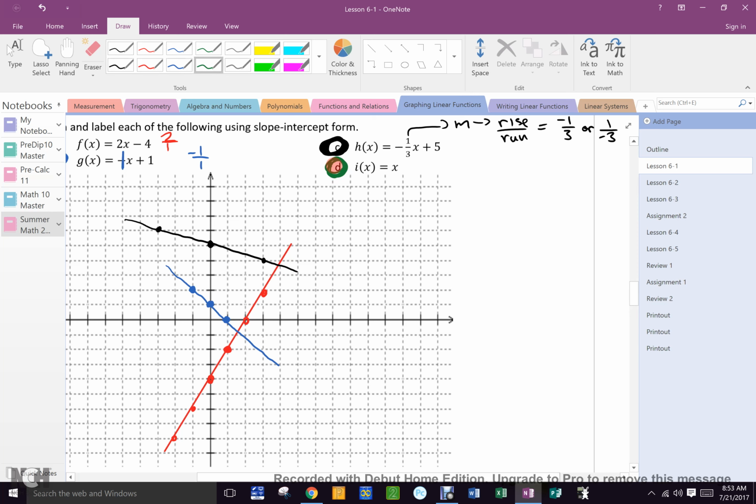What's the b? 0, because there is no b there. What number shows nothing? 0. So my y-intercept is 0. This is x plus 0, isn't it? What's the number in front of x? 1. Is it positive? So it must be a rise of positive 1 and a run of positive 1, or a rise of negative 1 and a run of negative 1 to make that line. Is everybody good?